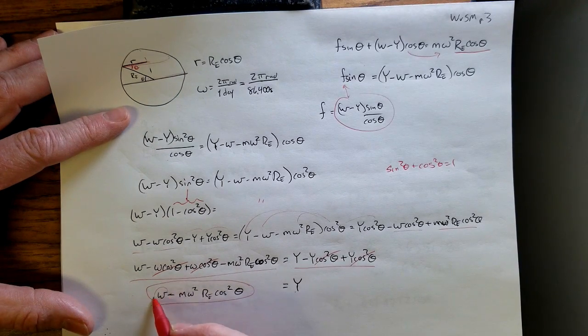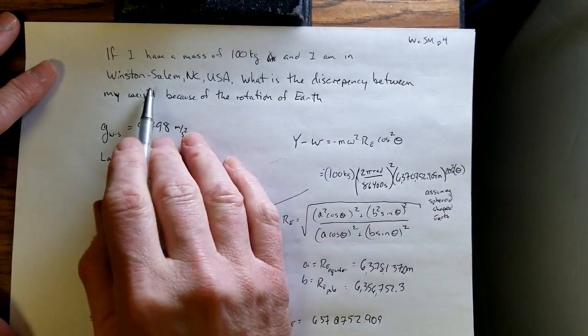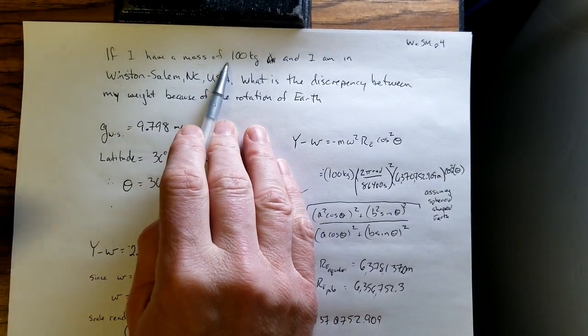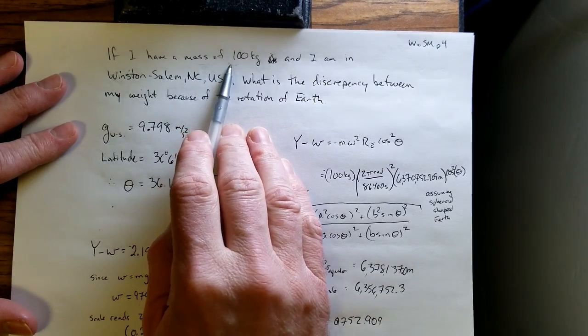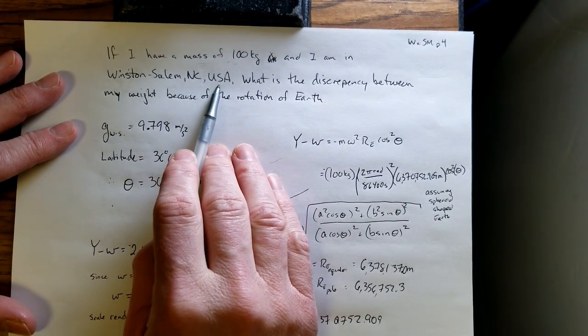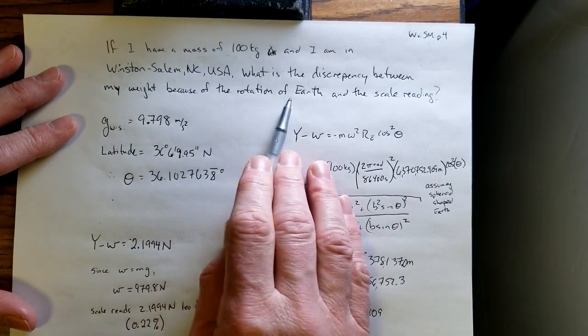So my weight, in other words mg, is equal to that value. However, we have this other term right here. So putting this into actual numbers, my mass is roughly 100 kilograms, or if you've seen another video, it's a little bit less than that at the moment. It'll fluctuate. And I'm in Winston-Salem, North Carolina. What is the discrepancy between my weight and the scale reading because of the rotation of the Earth?